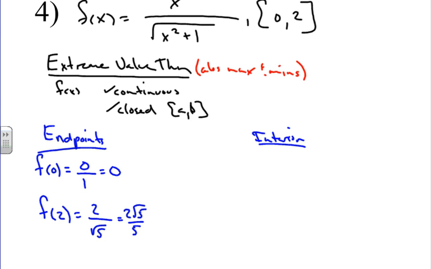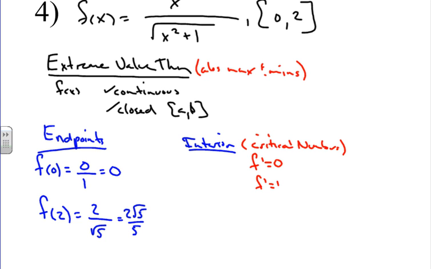The next part is we're going to test our interior points. To test the interior points, we look at critical numbers. Those are possible locations of absolute extremum. And the critical numbers, if you recall, are when f prime equals 0 and when f prime does not exist. So at these different values, we're going to test this function.